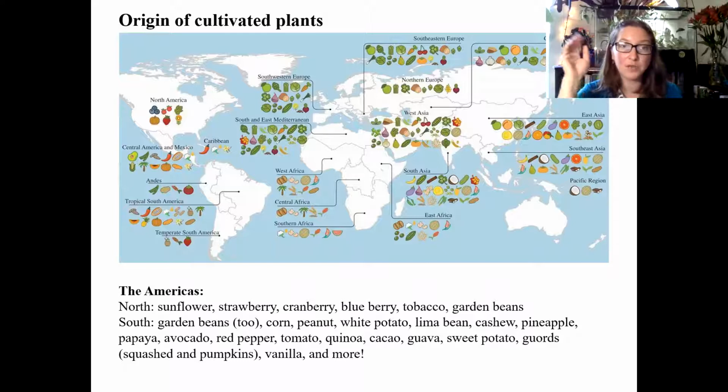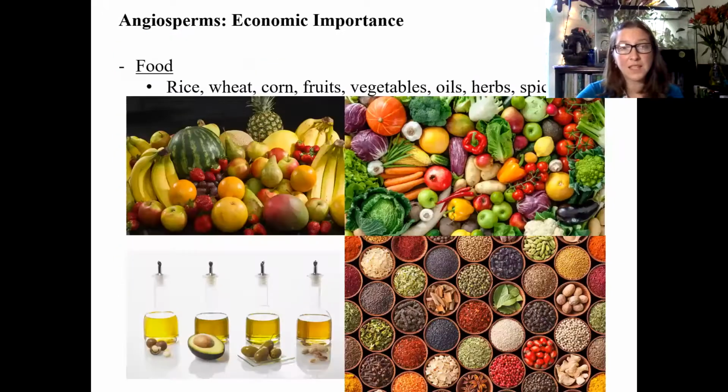And then in the Americas, which includes North, Central, and South America, quite a lot too. Although I will say a lot of things were not cultivated originally in North America. Most of the things from the Americas come from South America. So things like corn, peanuts, cashews, pineapple, papaya, avocado, red pepper, quinoa, cacao, etc. Whereas in North America, it was things like sunflower, strawberries, cranberries, tobacco, things like that.